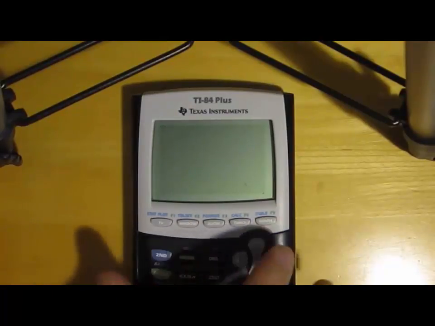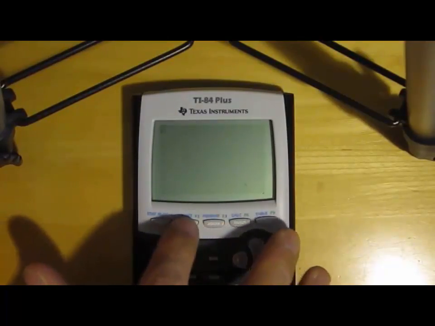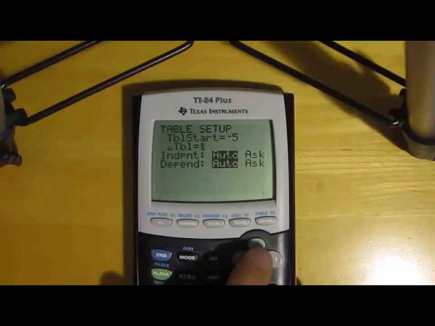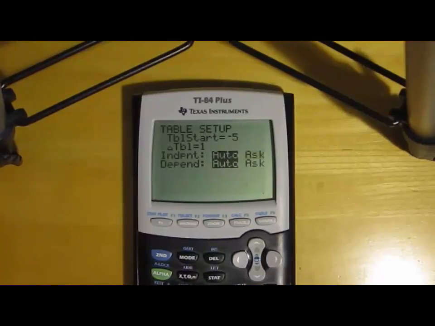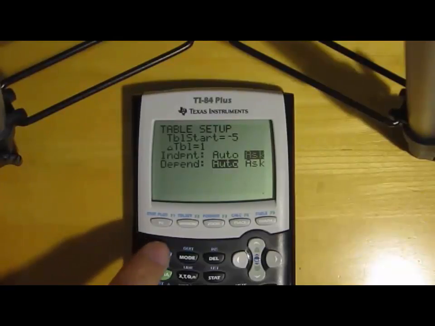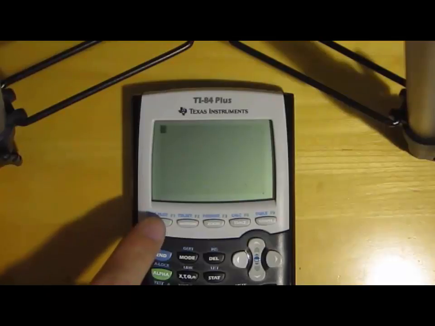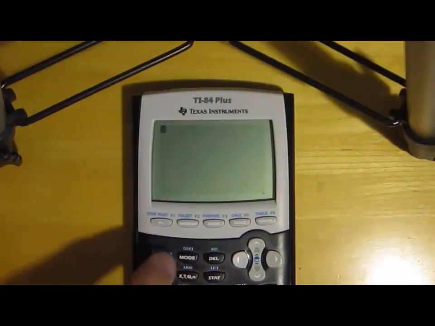Now hit second table set to tell the calculator you're going to change the setup. The number here doesn't matter. You just use your arrow key to scroll down to the independent variable part. It always defaults to auto, which is highlighted in black. You have to change it to ask. Use your arrow key, hit enter. Now hit second mode to quit, to tell the calculator you're done with the setup.